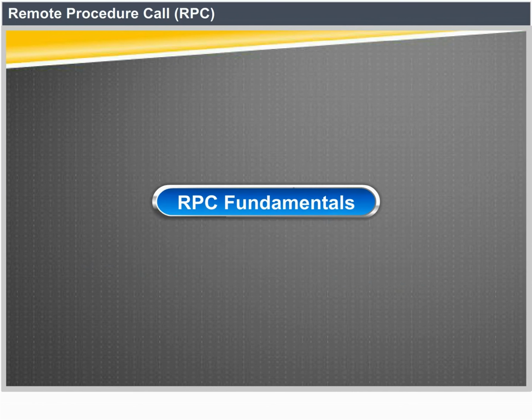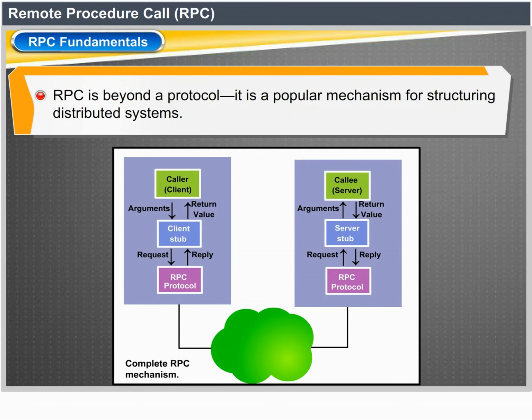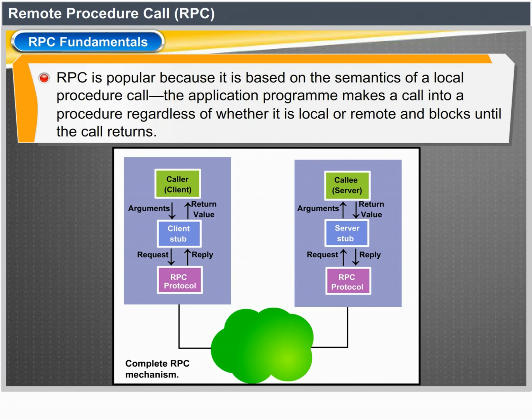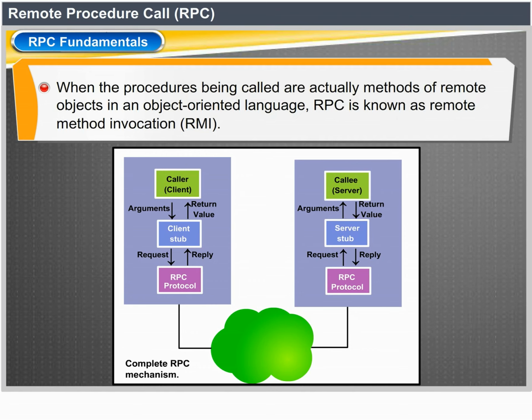RPC fundamentals. RPC is actually more than just a protocol. It is a popular mechanism for structuring distributed systems. RPC is popular because it is based on the semantics of a local procedure call. The application program makes a call into a procedure without regard for whether it is local or remote and blocks until the call returns. When the procedures being called are actually methods of remote objects in an object-oriented language, RPC is known as Remote Method Invocation (RMI).